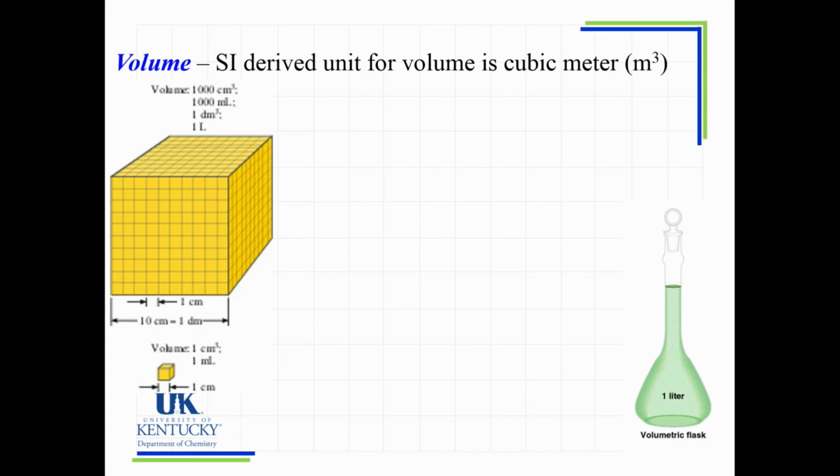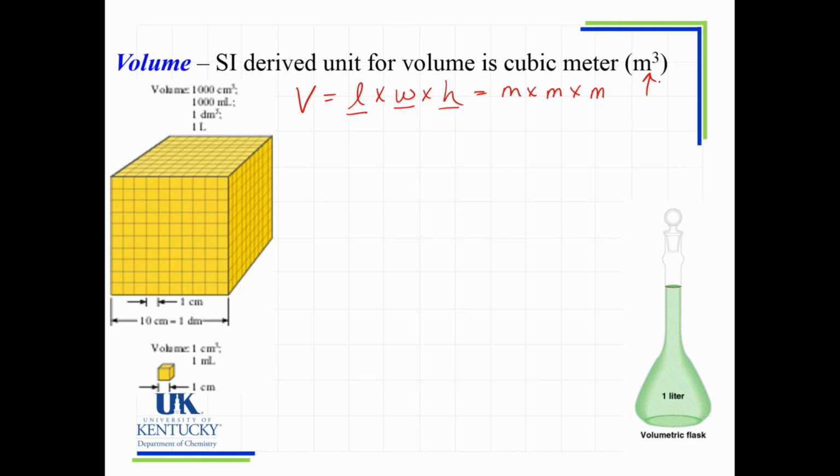Now let's look at volume. Now volume is a derived unit. So volume equals length times width times height. We've learned that somewhere along our way. So it's got a length unit, because we're measuring length for all three of those, and since the SI unit for length is meter, it would be a meter times a meter times a meter, or a meter cubed. So that's the SI unit for volume.